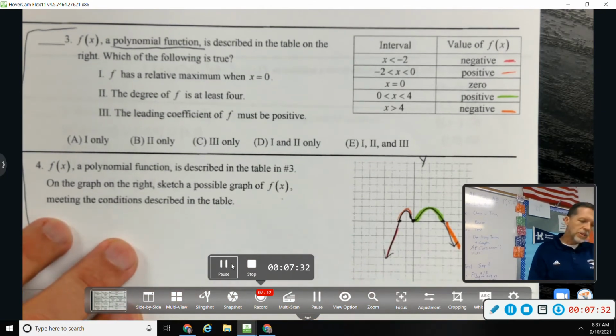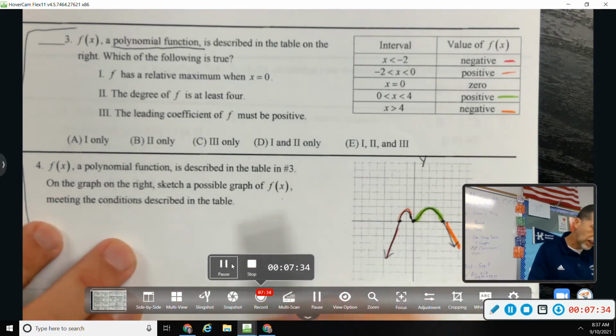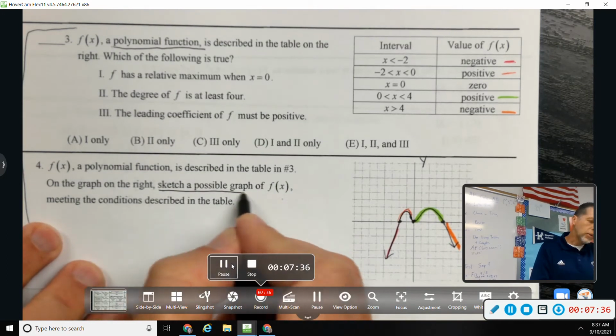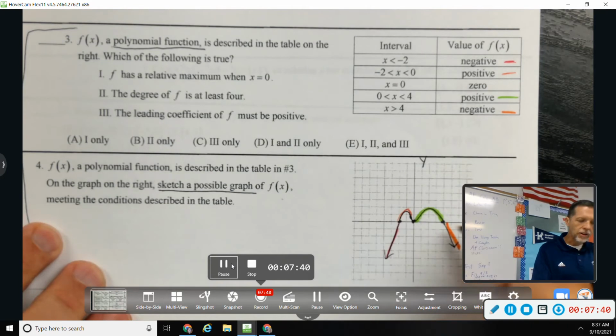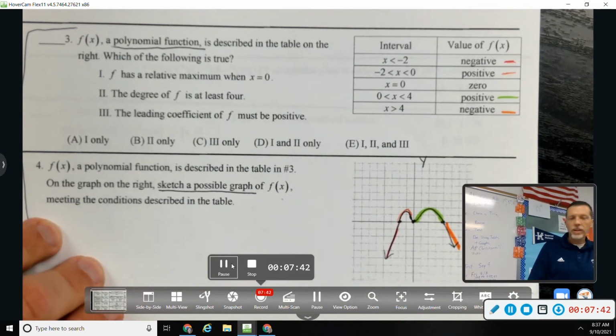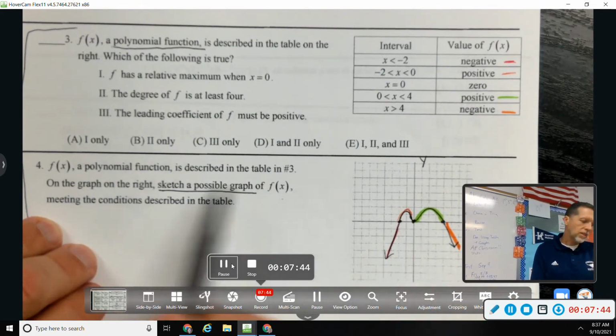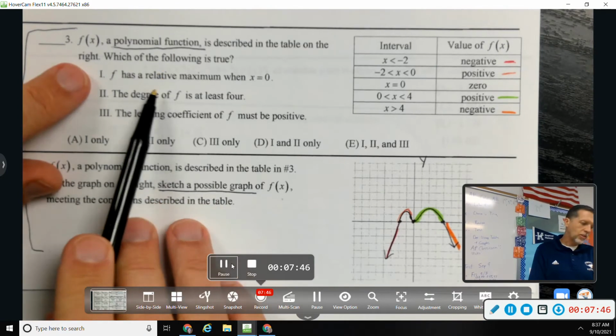And we don't know how high up this goes. That's why it says sketch a possible graph. So maybe it goes way up or higher or steeper, but that's not the point of this. The point is to get the general shape right. Now we can go answer these questions.